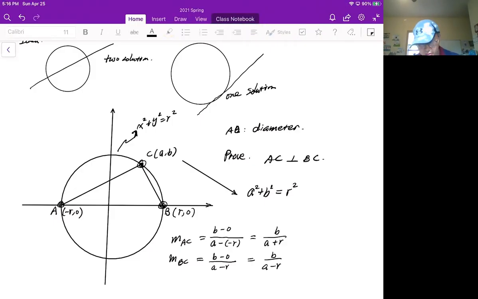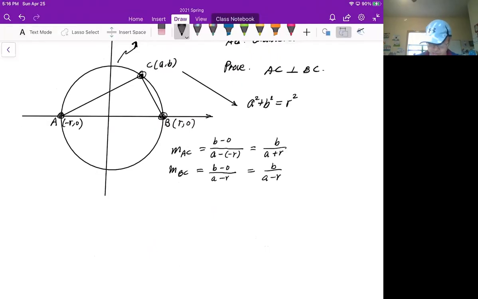Okay. So I'm going to just multiply them together. So I'm going to have MAC times MBC. I get the B over A plus R and the B over A minus R. So the denominator is just a difference of squares formula, right? So A plus R, A minus R. So I get A squared minus R squared.